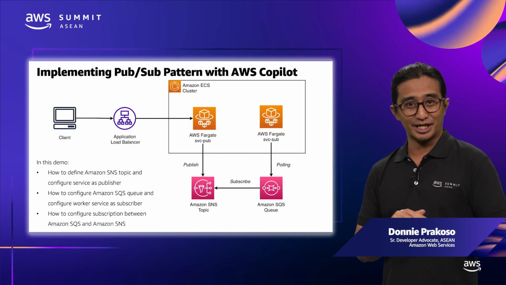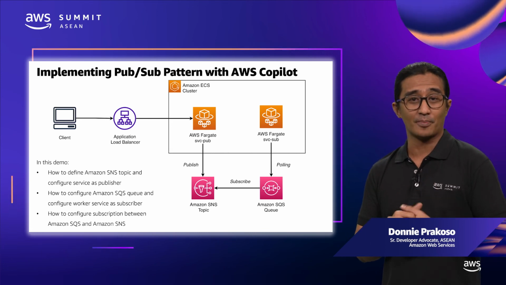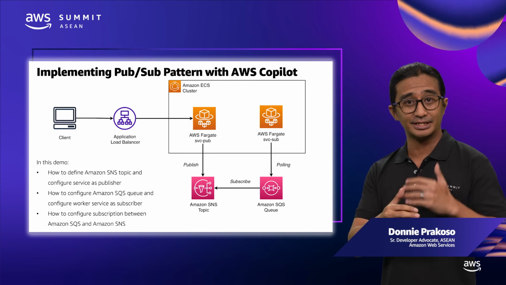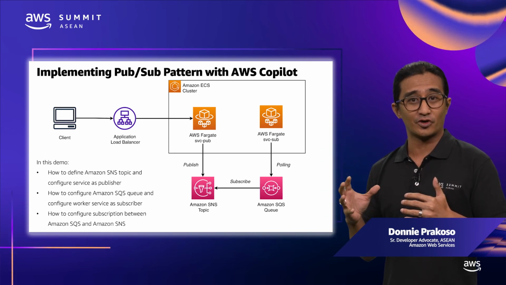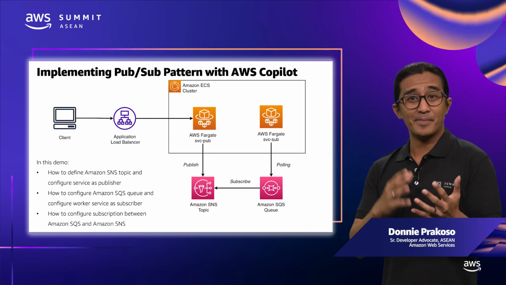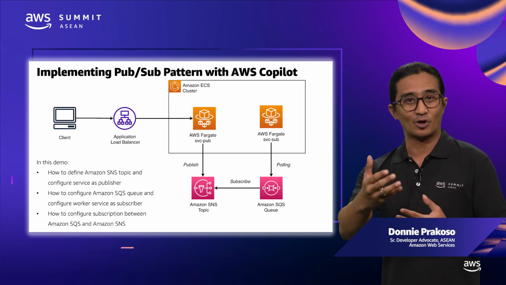Let's jump into the next demo to see how we can decompose our application into independent processes by using pub/sub with integration of Amazon SNS and Amazon SQS using AWS Copilot.